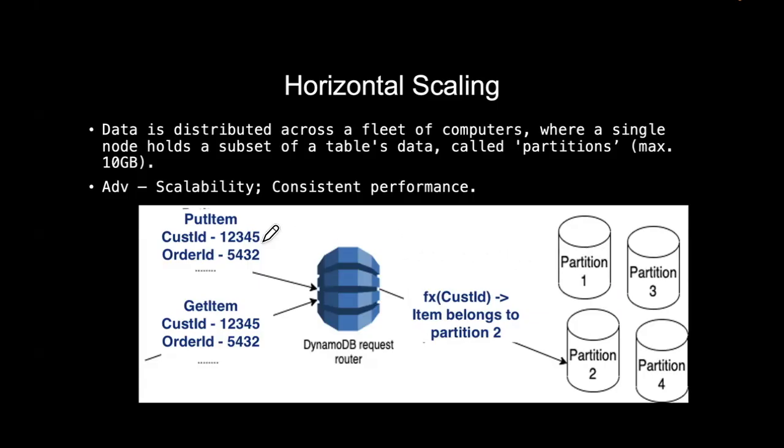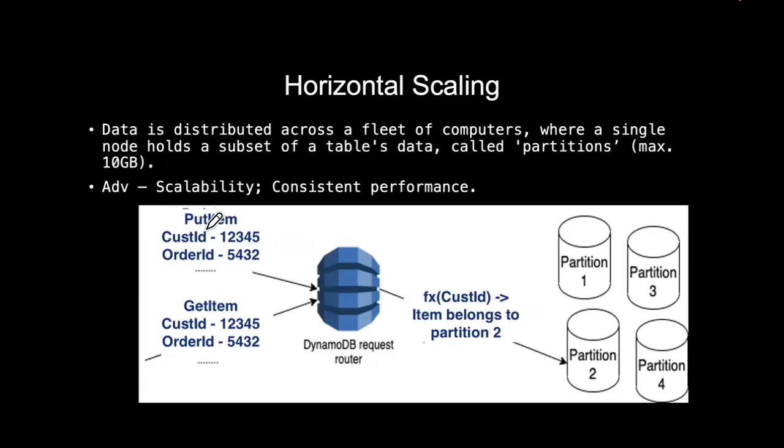And over here, let's say I want to write an item, or add an item, or we say put an item into my table, and it's my customer order example. And I'm using the composite primary key here. So the partition key is based on customer ID, and the sort key is based on order ID. But it's the partition key that I'm particularly interested in.